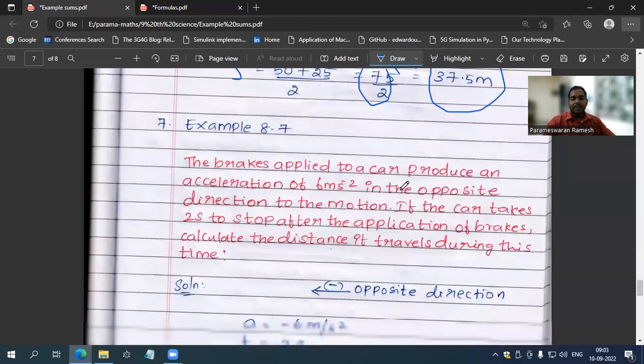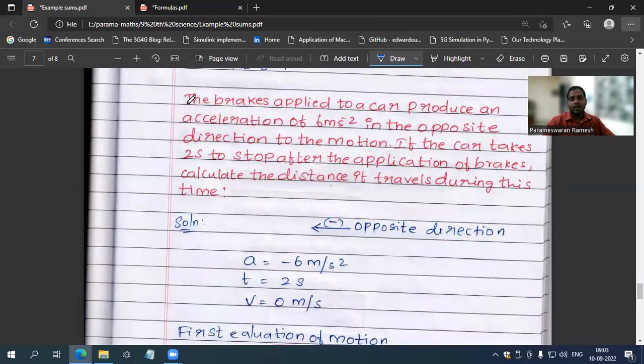Coming to example 8.7: the brakes applied to a car produce an acceleration of 6 meter per second square in the opposite direction. Please read the question: the acceleration is in the opposite direction to the motion. The car takes 2 seconds to stop after the application of brakes. When we apply the brake, the car slowly stops, so it will take time. Calculate the distance it travels during this time. So they are asking for the distance.